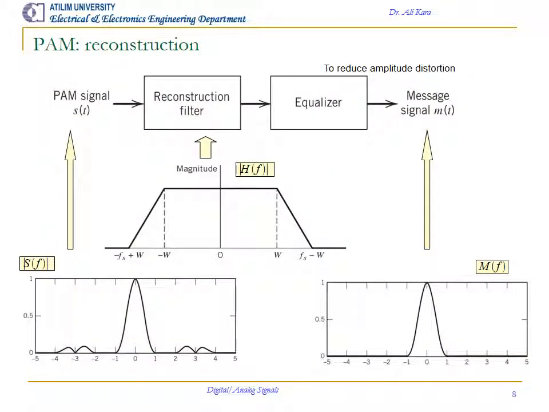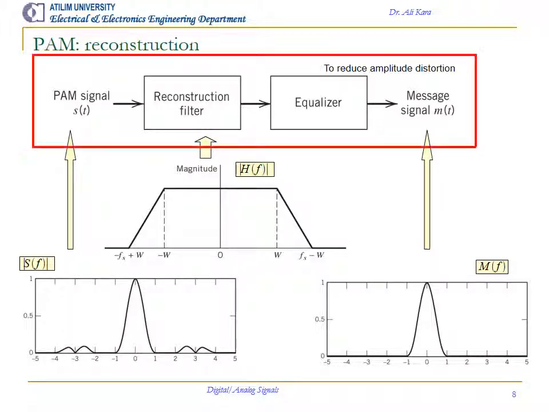PAM reconstruction. The previous slide showed how to construct a pulse amplitude modulated signal to be sent. Now we analyze how to reconstruct it once it is received. This is the general diagram of the PAM reconstruction. The equalizer at the very end is used to reduce the amplitude distortions. Now we will analyze this diagram step by step.